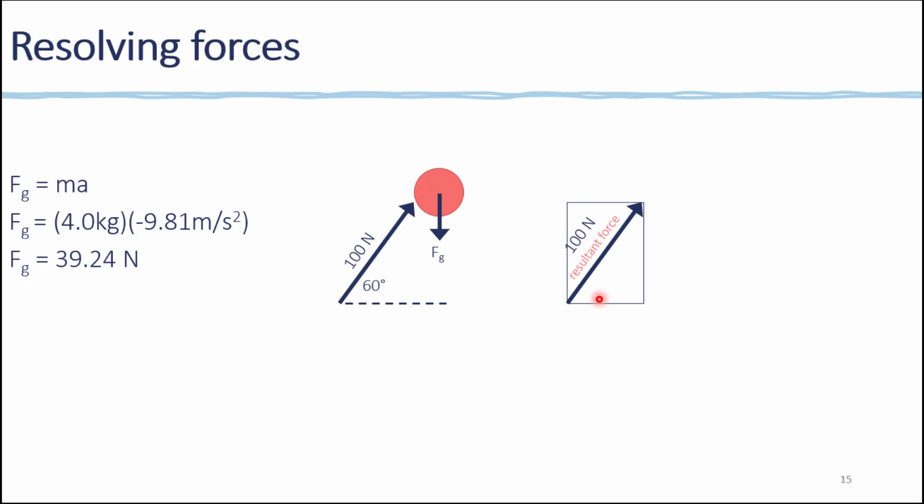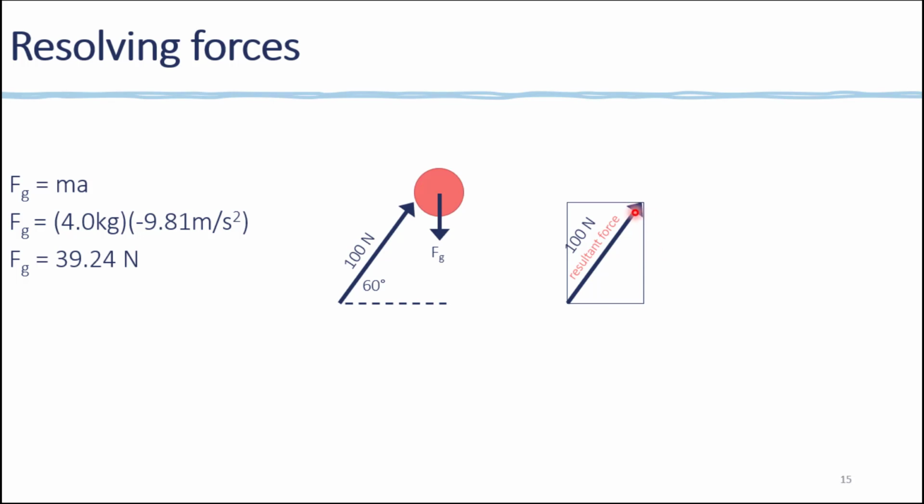So here's the box running from corner to corner, right? The resultant force. Notice that the box is actually just two triangles with the 100 Newton resultant force as the common side to both triangles. In each triangle, the other two sides represent the horizontal and vertical components of the 100 Newton force.